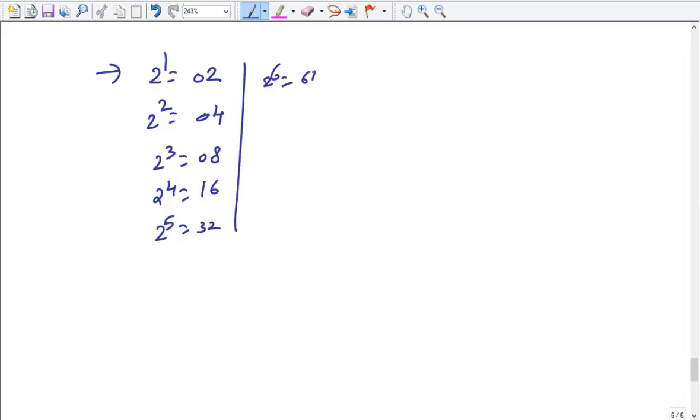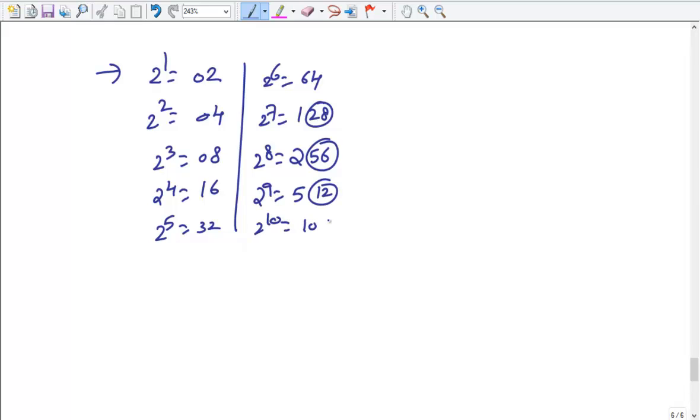Now we will do the same process. 2 power 1 is 02. 2 square is 04. 2 cube is 08. 2 power 4 is 16. 2 power 5, last two digits are 32. 2 power 6, last two digits are 64. 2 power 7 is 128, last two digits are 28. 2 power 8 is 256, last two digits are 56. 2 power 9 is 512, so 12. 2 power 10 is 1024.